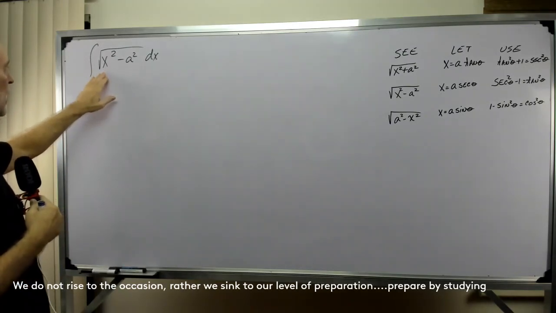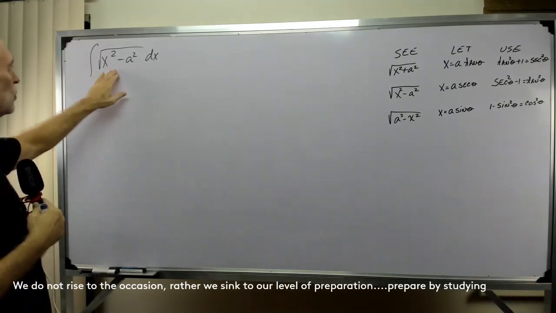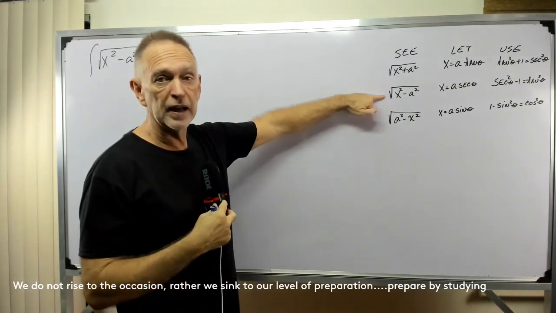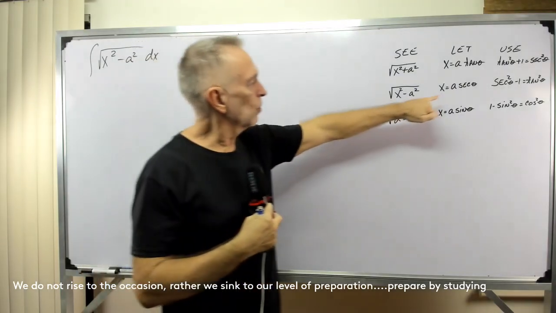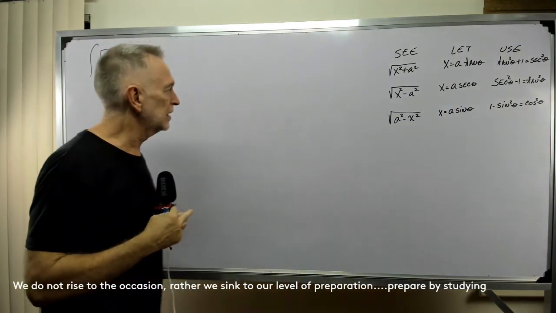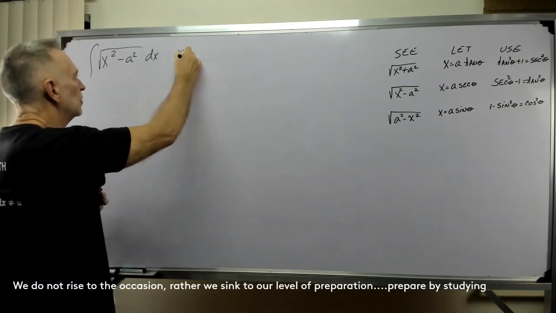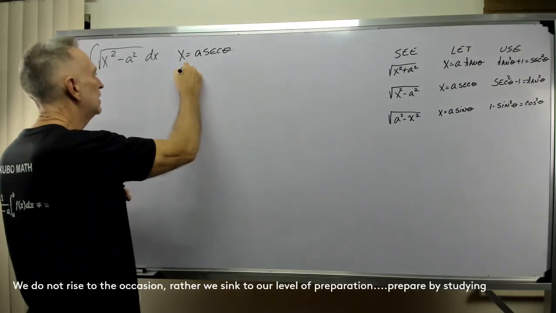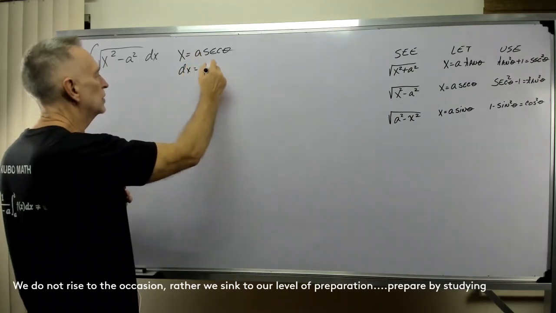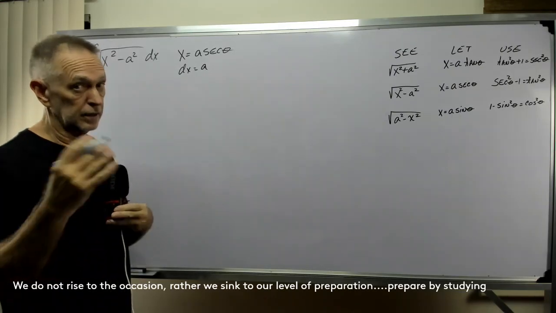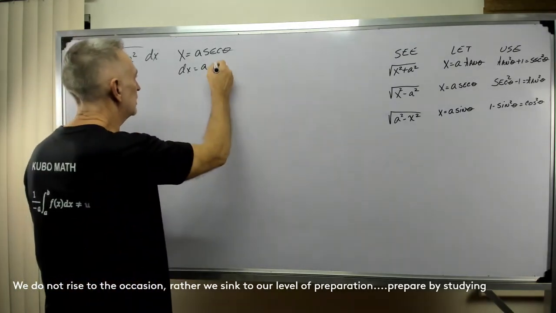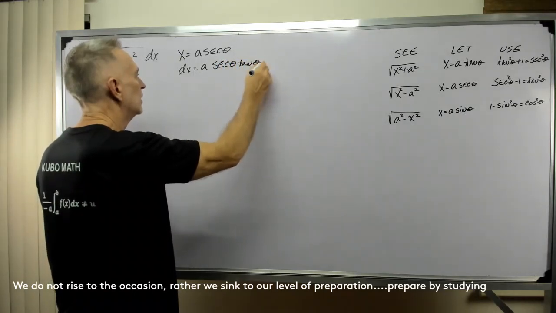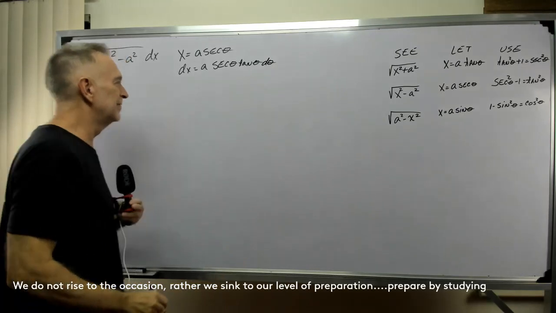We see that we have an integral of the square root of x squared minus a squared. So we're going to let x equal a secant theta. Now dx would equal then, a is a constant, the derivative of secant theta is secant theta tangent theta d theta. Oh, chain rule.